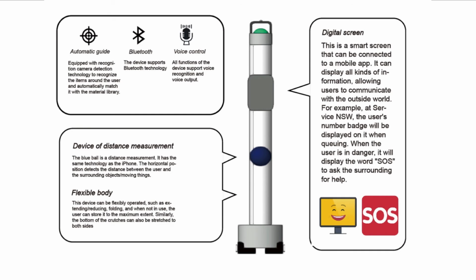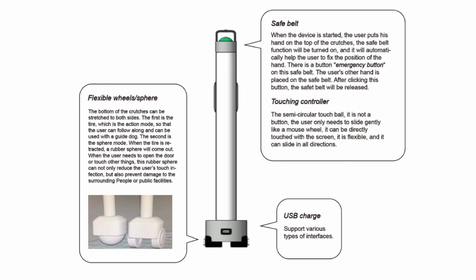In addition, the digital screen can show some information to staff and other visitors, like emergency help, the number of visitors, and so on. Before the blind man holds the smart device, the touching control will sense the human body temperature, and the safety belt will make sure of the location of the user's hand. After use, the blind man can return the smart device to the return space, and the smart device will charge by USB.